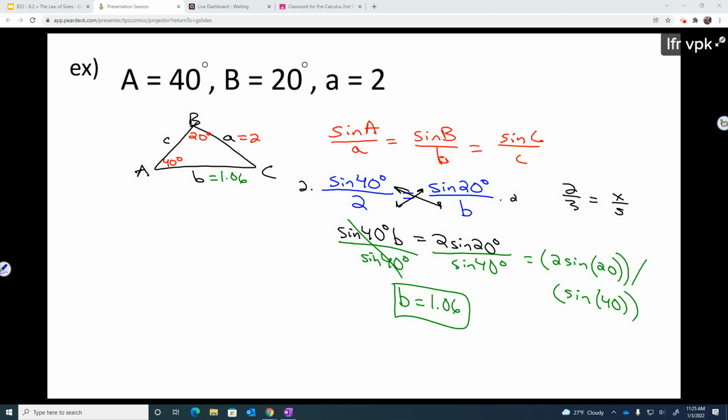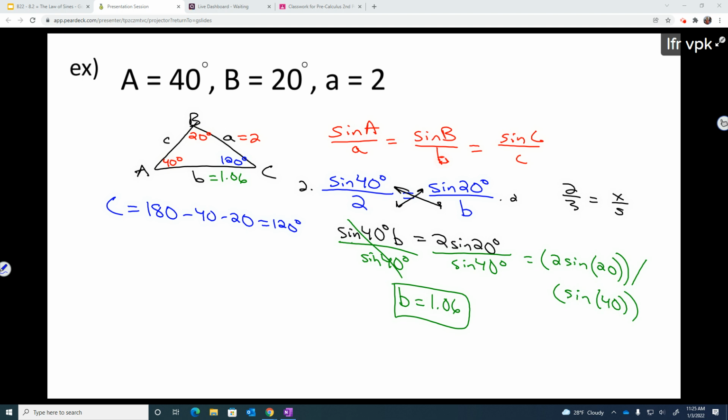And so, Naya, how do we get big C? Very good, yeah. Because we know two of them, to get the third angle, we're just going to use the fact that all of them should equal 180. So we just do 180 minus 40 minus 20. Or just 180 minus 60. That's 120 degrees. So you don't have to use the law of sines for that part. The third angle there.